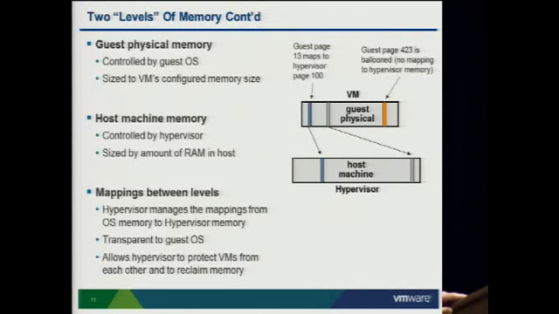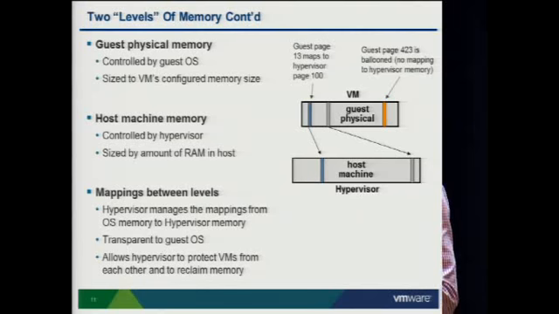So as I said, that top level is sized to the guest operating system. It's controlled by the guest OS. The bottom one is sized to the amount of physical RAM you have in your system, and it's controlled by the hypervisor. The hypervisor also manages the mappings between these two levels. So the hypervisor may choose to map some of that guest memory down to actual RAM, or it may choose to swap some of that memory out or balloon it.